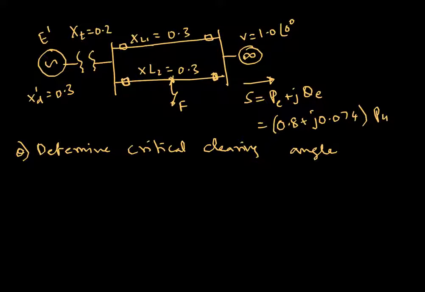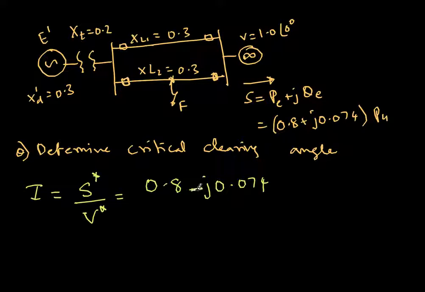So first, how do we solve this? First we start by finding the current. So the current is complex power conjugate divided by voltage conjugate. Here the complex power is this one, 0.8, and because it is conjugate I am putting minus 0.074. So this minus I am taking because of this conjugate. Then voltage here is just 1. Since the angle is 0, the conjugate also doesn't matter. So finally I am getting 0.8 minus j0.074 per unit.